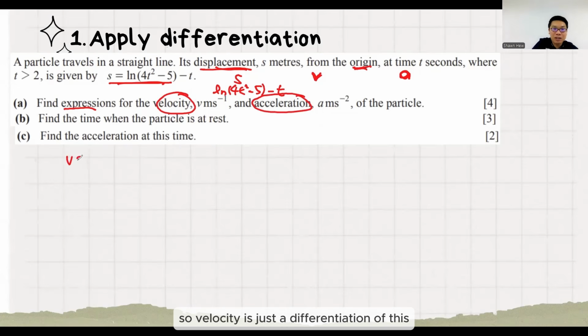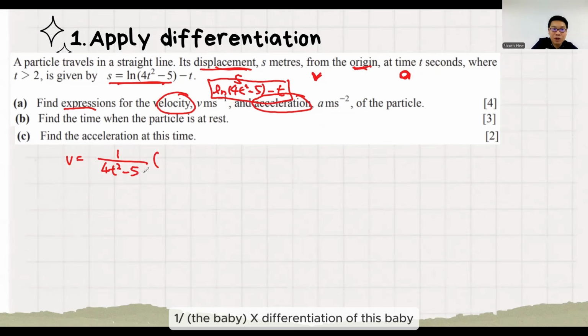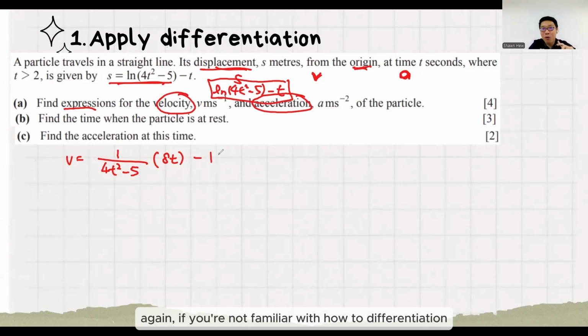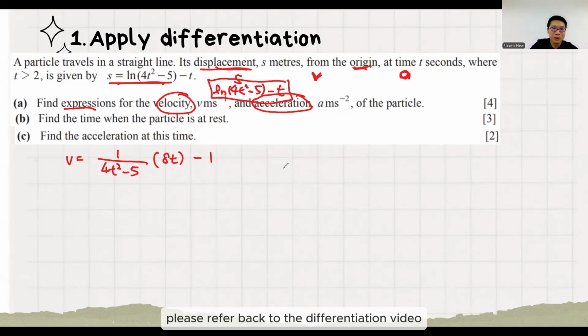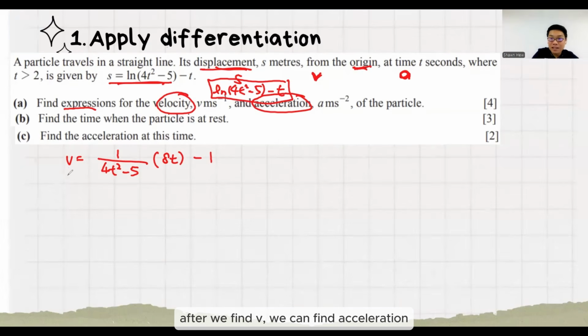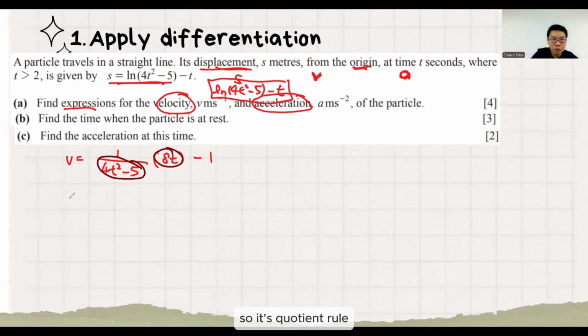Velocity is just the differentiation of this. Differentiating this will become 1 over the bracket times the differentiation of the bracket, which is 8t, and then minus t will become minus 1. Again, if you're not familiar with how to do differentiation, please refer back to the differentiation video. After we find v, we can find acceleration by doing one more differentiation, and this involves 8t divided by this, so it's the quotient rule.